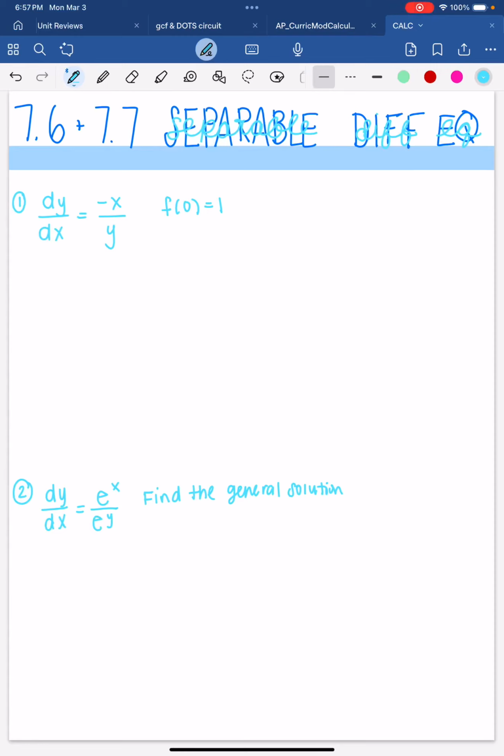So today we're going to move into differential equations and we're going to specifically talk about separable differential equations, finding the particular solution and the general solution. A differential equation is an equation that involves a derivative. You can see right here, I have a dy dx.